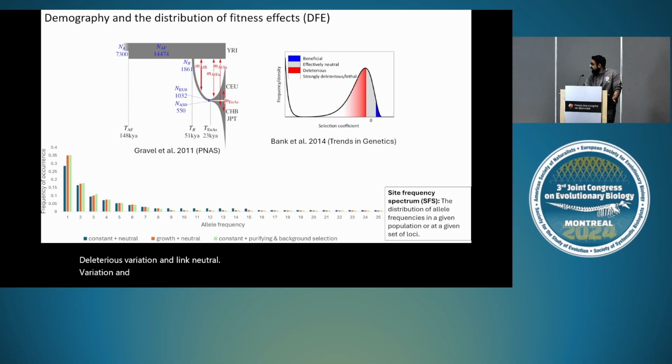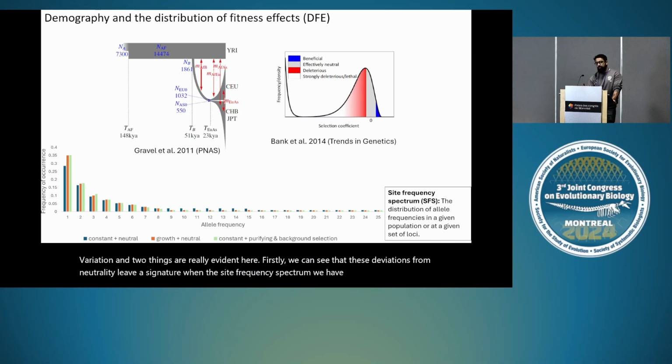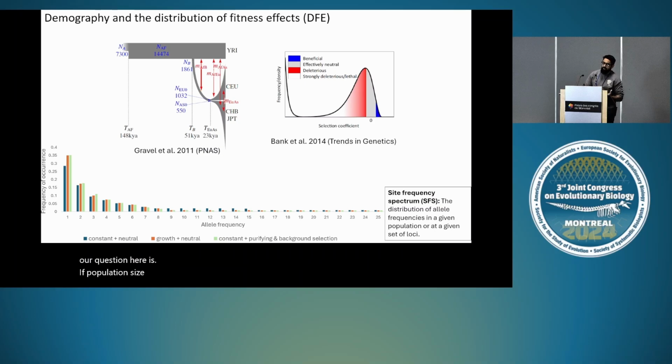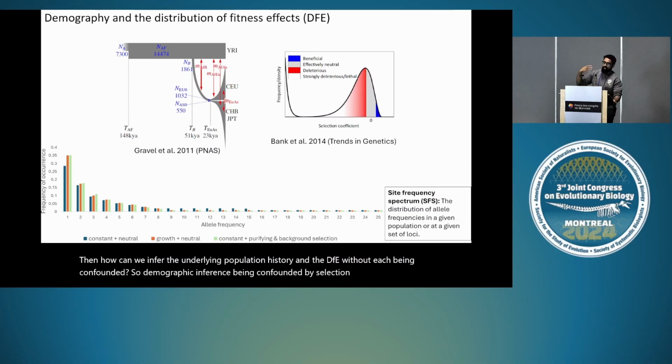Two things are really evident here. Firstly, these deviations from neutrality leave a signature in the site frequency spectrum, a leftward skew towards rare alleles. And secondly, both selective and neutral processes can leave similar signatures, which can result in misinference if they're not accounted for. So our question is, if population size change and selection can both leave the same sort of signatures, how can we infer the underlying population history and the DFE without each being confounded? Demographic inference is confounded by selection, and DFE inference is confounded by population size change.